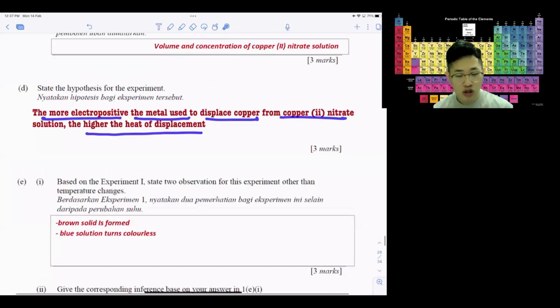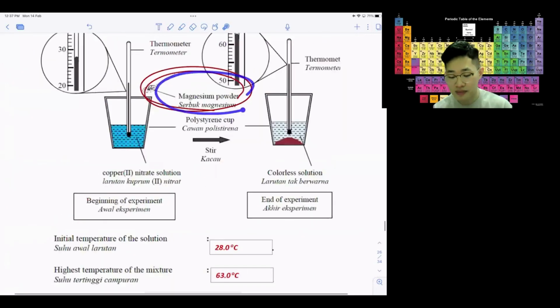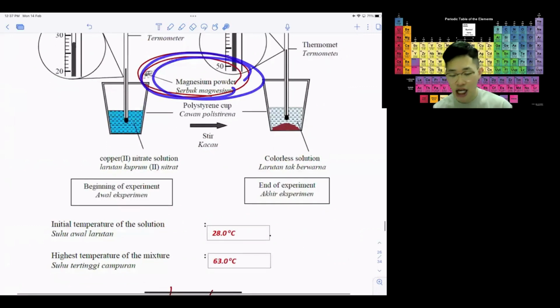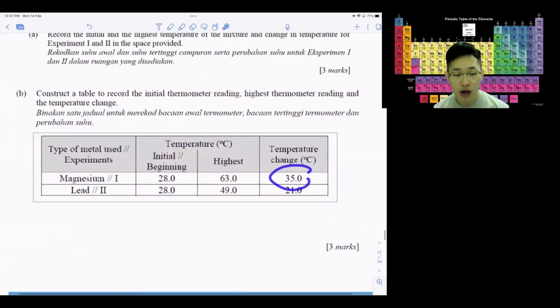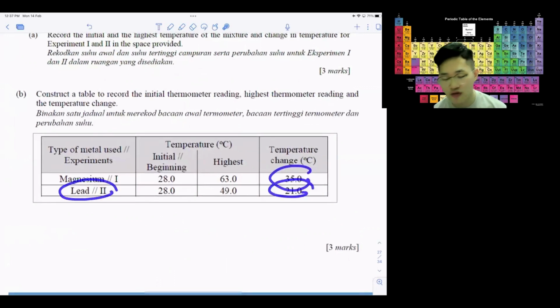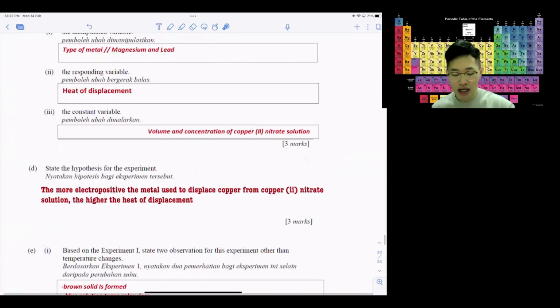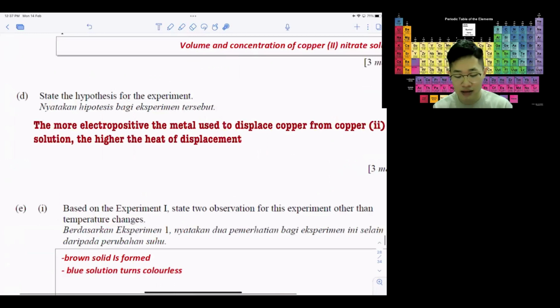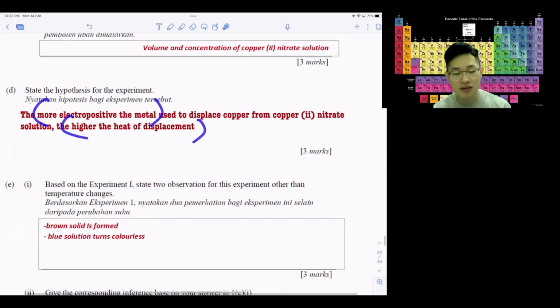displacement. So when I use a more electropositive metal, magnesium, the change in temperature is 35. When I use lead, I got a change in temperature of 21, which is lower. So this is my hypothesis. The more electropositive the metal, so this is my MV, and then the higher the heat of displacement, my RV.